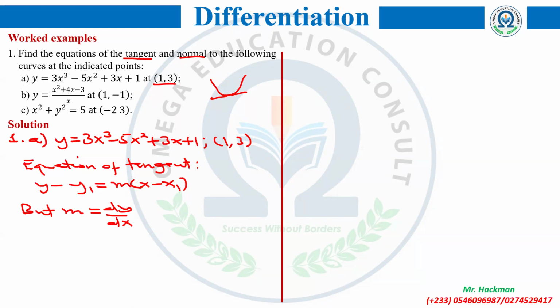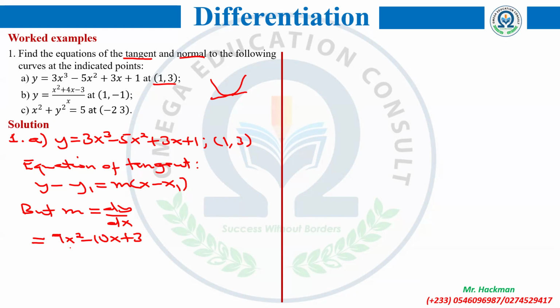Hello, are you with me? Okay, so we need to go and find dy/dx. That's the general gradient function. This is your y. If I differentiate this, I'm going to get dy/dx equal to 9x squared minus 10x plus 3. So you can say that this is your general gradient.